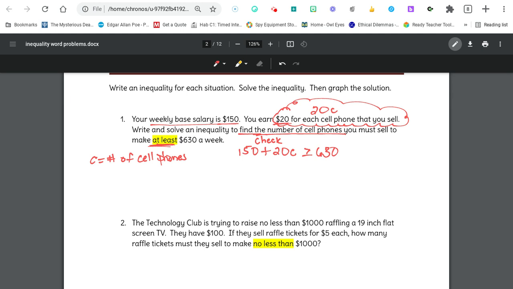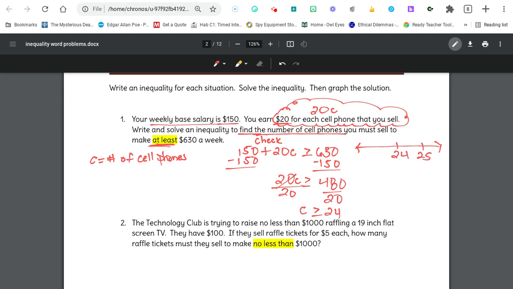So let's see. Let's take out that base pay of 150. So I'm going to take 630 and subtract 150. I get 480. I'm going to divide both sides by 20. And C has to be greater than or equal to 24. So if I graph 24, 25, 23.